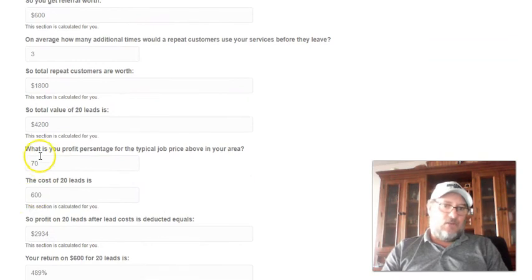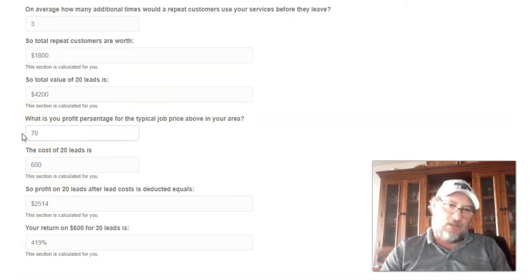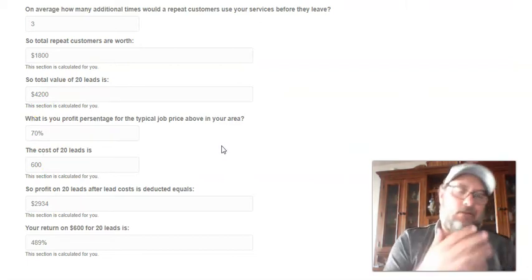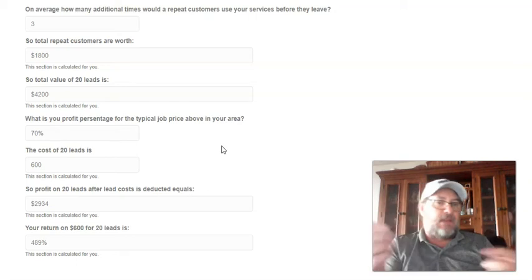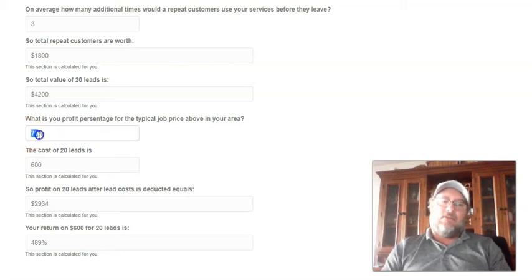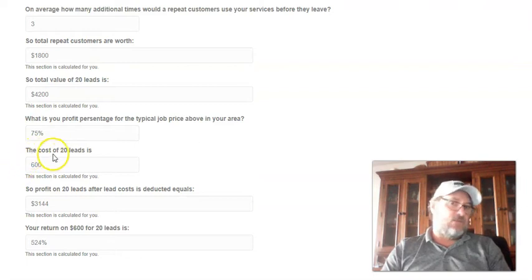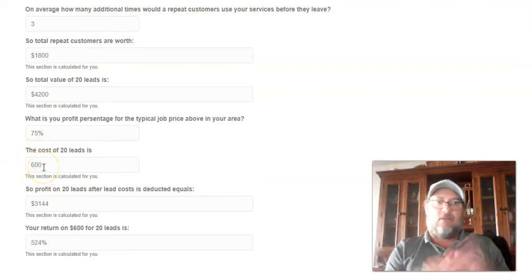Now, then what you do is you put in your profit margin down here. We can just change that, and that's going to change our figures down below. Some people actually tell me that their profit margins are 90 or 95%, but that's not likely by the time they pay tax and other things. So I like to work on about, say, 70 to 75, maybe the highest 80. So let's go with 75% there, right? So the cost of 20 leads is roughly around about $600.